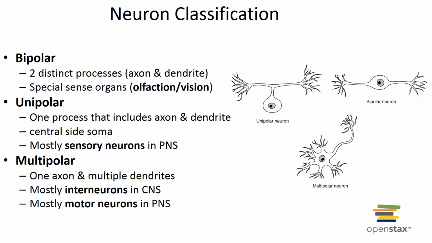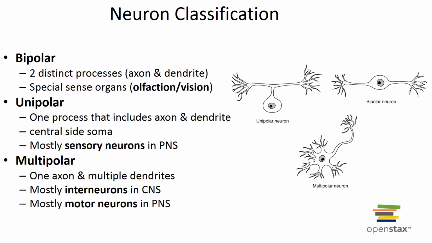Now there are different types of neuron classification. Neurons are classified by their structure or the number of cell processes. Bipolar neurons have two cell processes, one dendrite and one axon. Bipolar neurons are rare but occur in the retina of the eye and within the nasal mucosa.